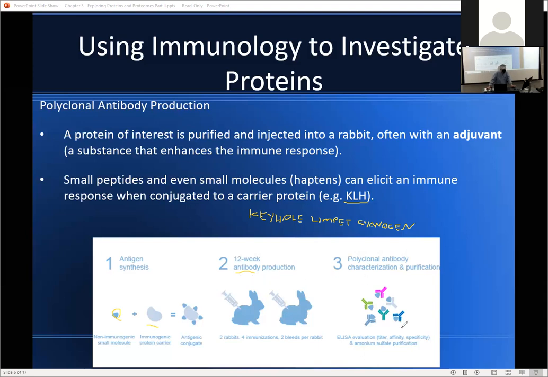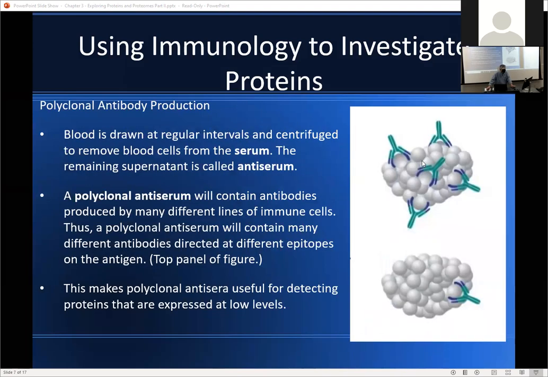So then what we have is something called a polyclonal antiserum. Okay, and there's a difference between a polyclonal antiserum and a monoclonal antiserum. Let's talk about that. Okay, so continuing, blood is drawn at regular intervals and centrifuged to remove blood cells from the serum. The remaining supernatant is called the antiserum. And the antiserum is what we're going to use to detect the protein. Okay, now we can have two kinds of antiserum. We can have a polyclonal antiserum, or we can have a monoclonal antiserum.